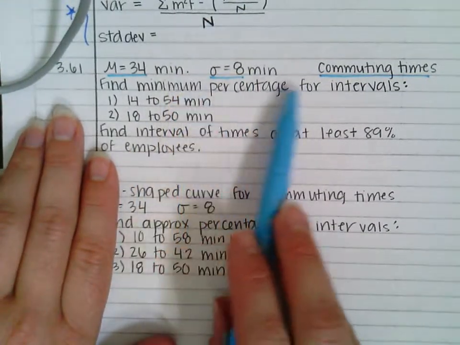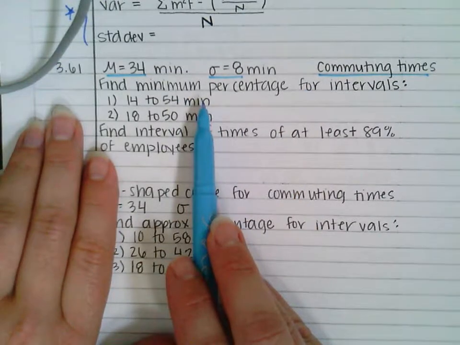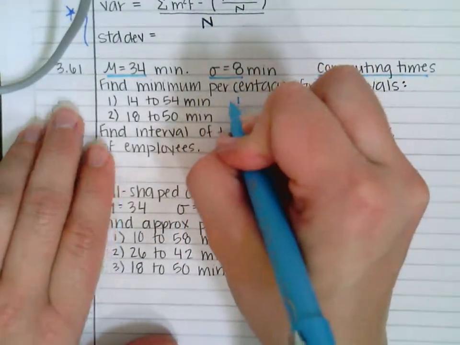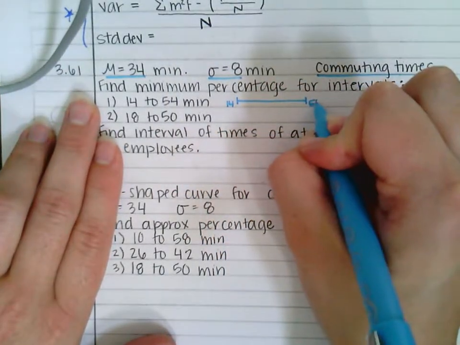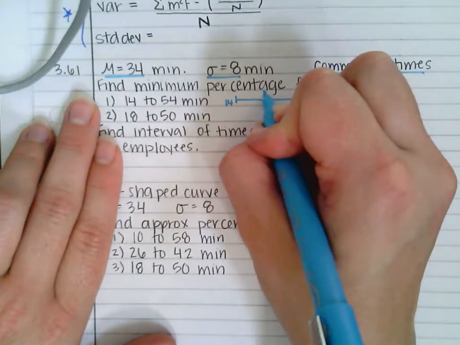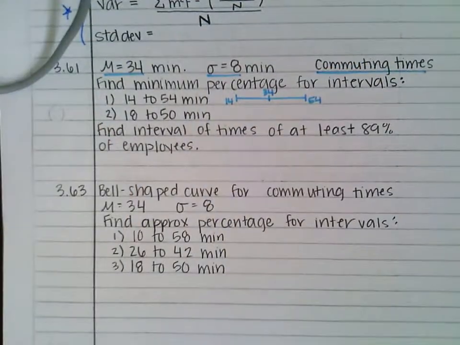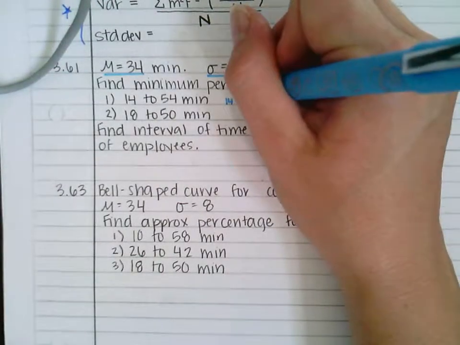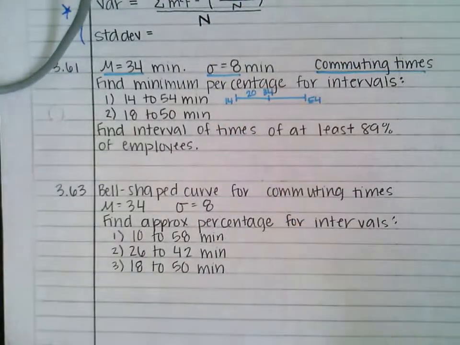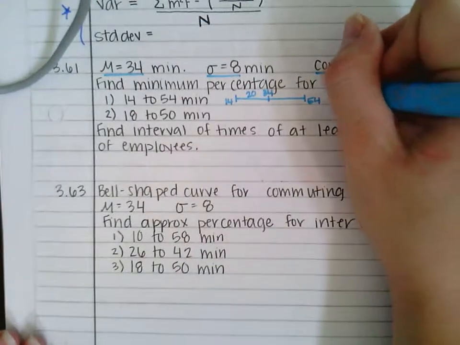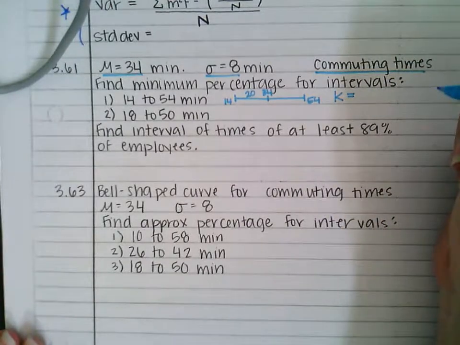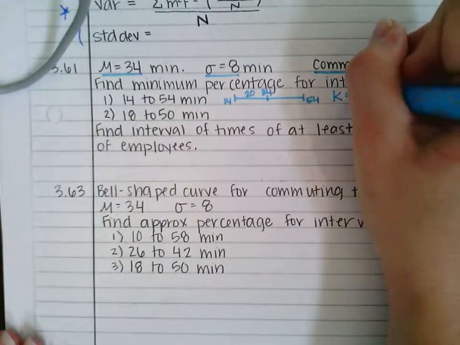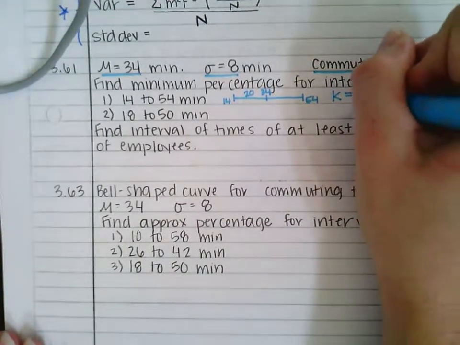So I need to find the minimum percentages for these intervals here. So I want to look at, like, if I have 14 to 54, 34 is in the middle. And the distance between those, which is what you need for these kind of problems, is 20. And so K is going to tell me the number of standard deviations from the mean I am here. And I'm going to find K by doing 20 over 8.